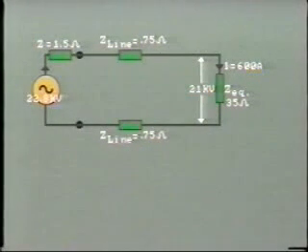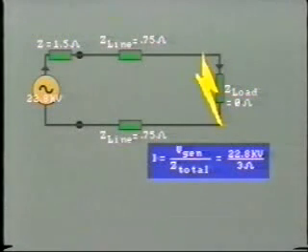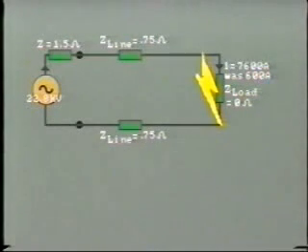Now let's see what happens if we have a direct short circuit at the far end of the line right across the load. The load impedance now falls to 0. As a result, the total current circulating through this circuit will now be 22.8 kV divided by 3 ohms, which equals 7,600 amps. This is a tremendous change in magnitude of current, increasing from 600 to 7,600 amps.